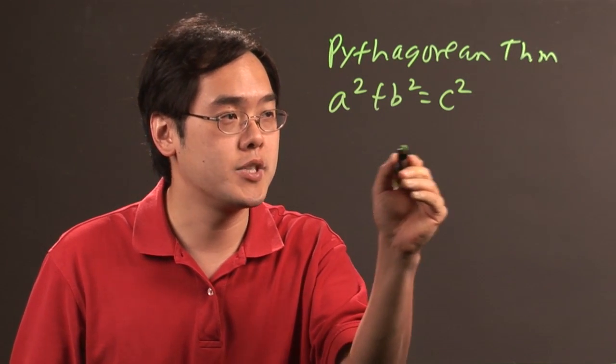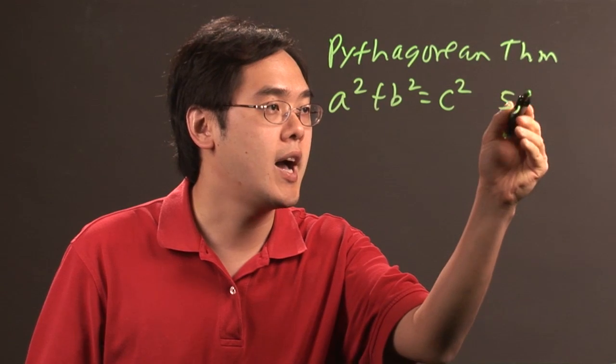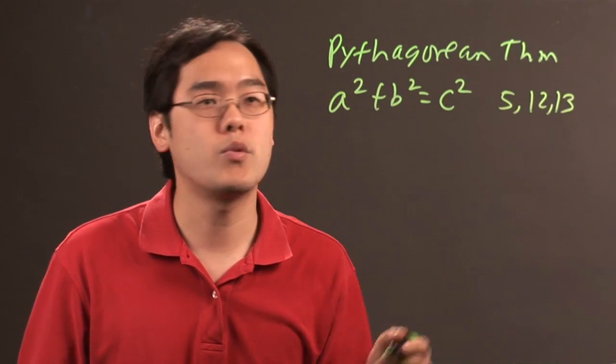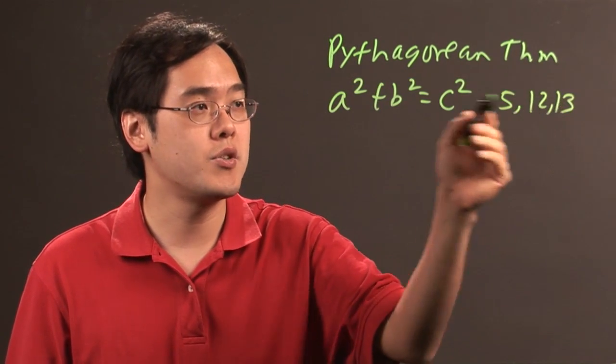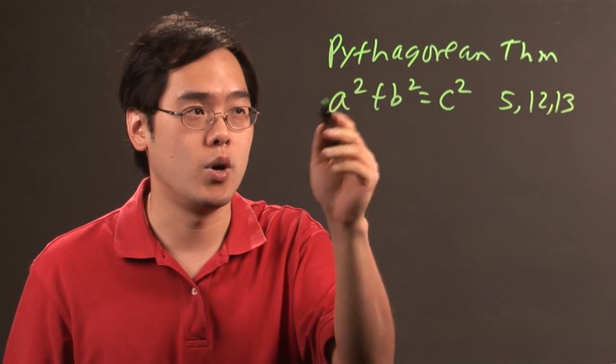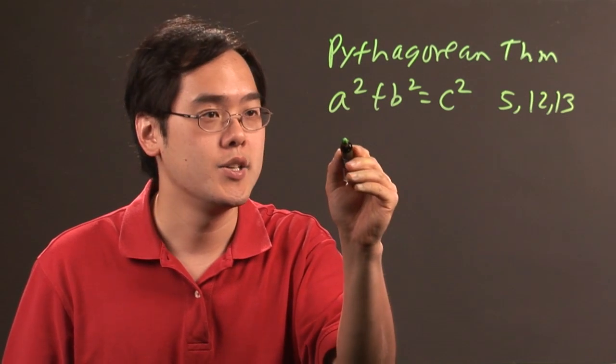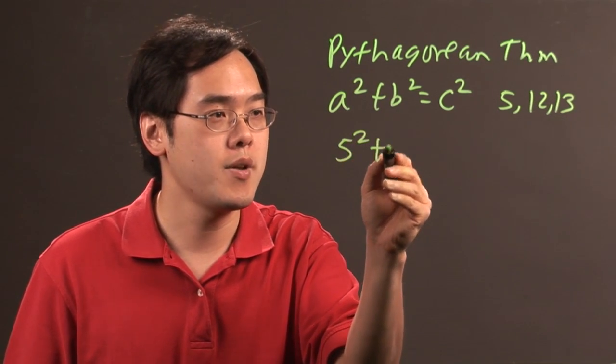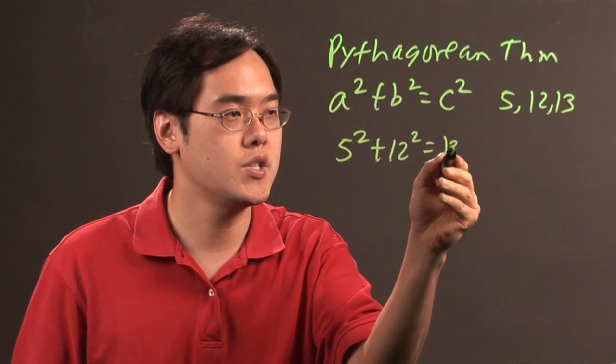For example, suppose you have the lengths 5, 12, and 13. What you want to do is plug in the largest number, 13, in place of c, and then 5 and 12 in terms of a and b respectively. So let's see what we have. You have 5 squared plus 12 squared is equal to 13 squared.